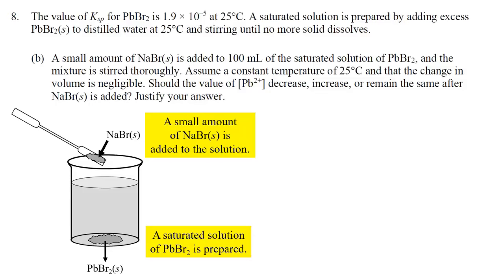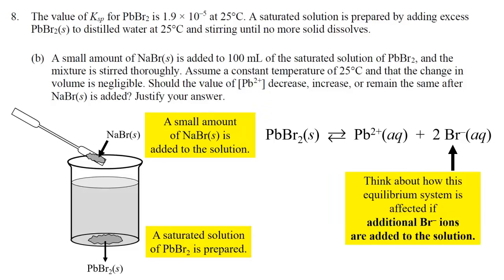Now, we can assume that since sodium is one of those soluble ions, the sodium bromide will dissolve when the mixture is stirred thoroughly. And so therefore, we have in our equilibrium system a stress that has been imposed. So think about how this equilibrium system for the dissolution of lead bromide is affected if additional bromide ions are added to the solution in the form of this small amount of sodium bromide that was added.